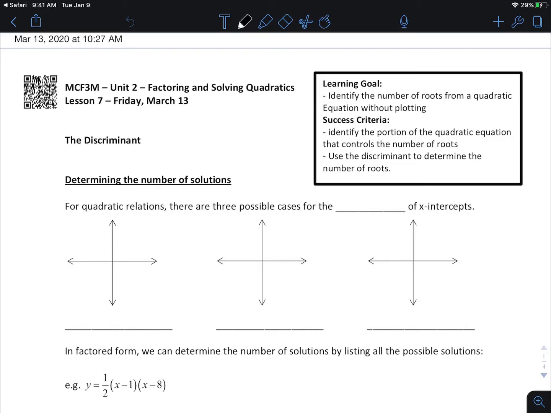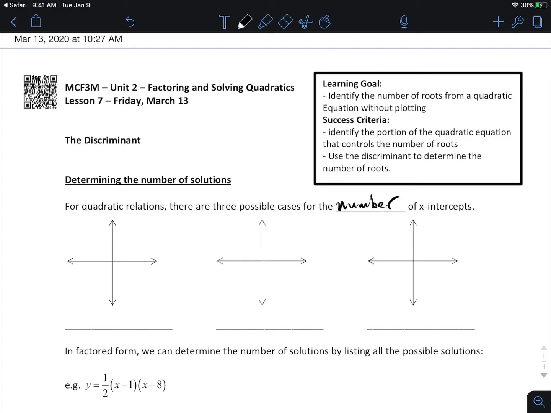Okay? So for quadratic relations, there's three possible cases for the number of x-intercepts. Okay? I'll do the first one just because it's really easy. And that we've seen a whole bunch of them. I'll do the first one in black.